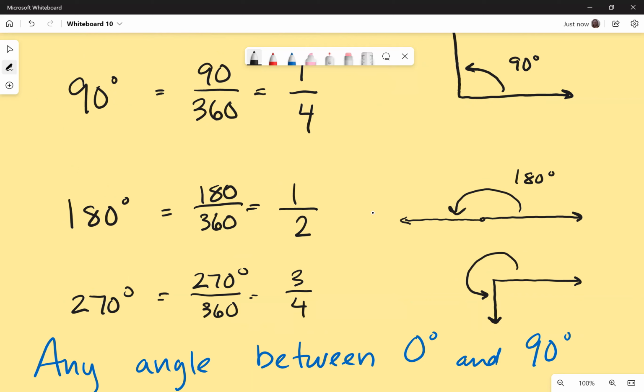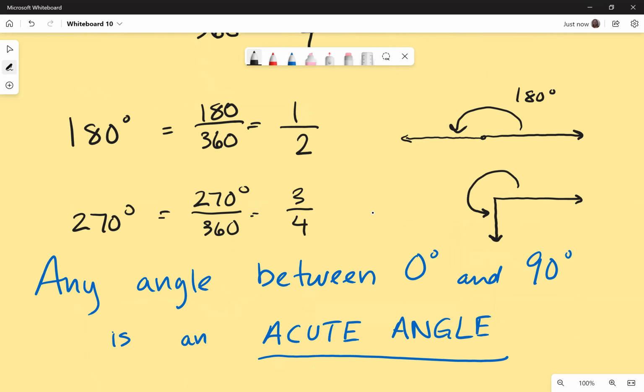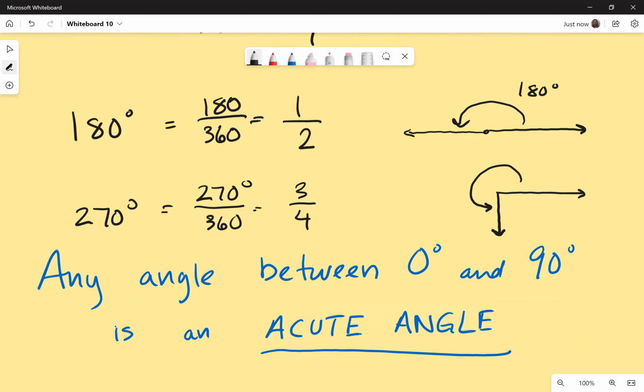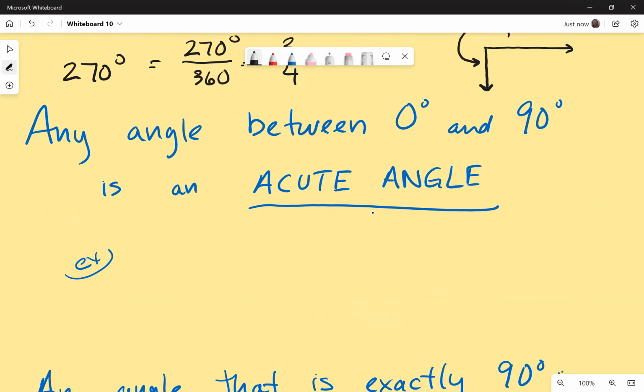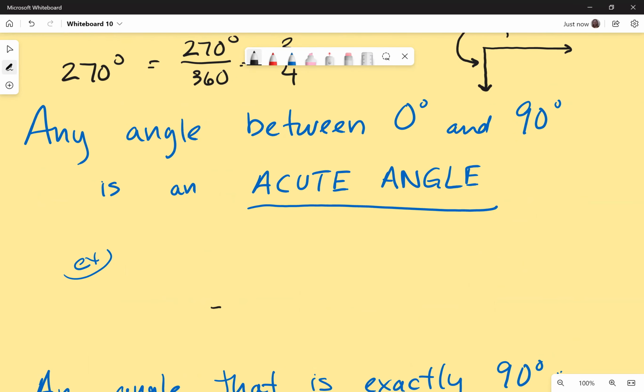We can categorize angles into different groups depending on their measure. So any angle that's between 0 degrees and 90 degrees, we call an acute angle. So an example of an acute angle, if that's our initial side, anything less than 90. So anything somewhere in here, and maybe that's 45 degrees, would be an acute angle.